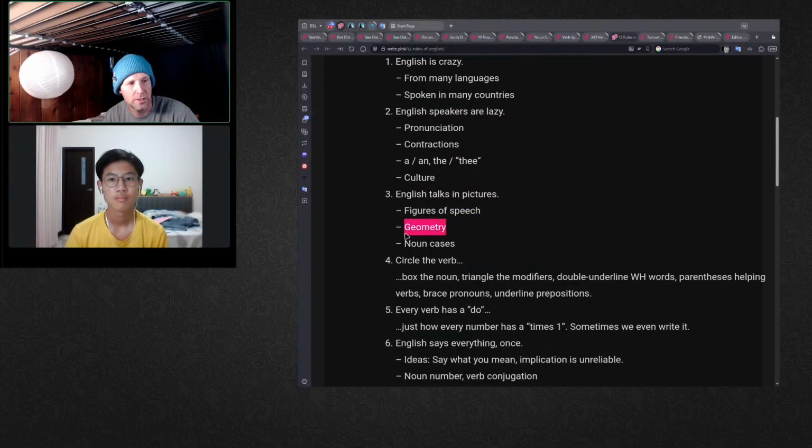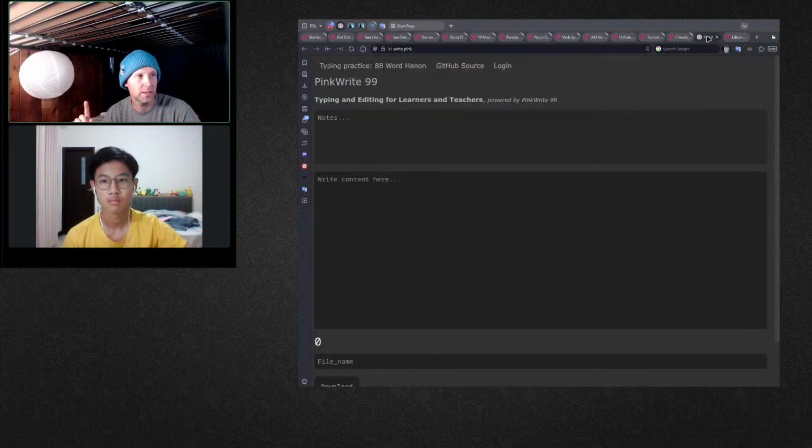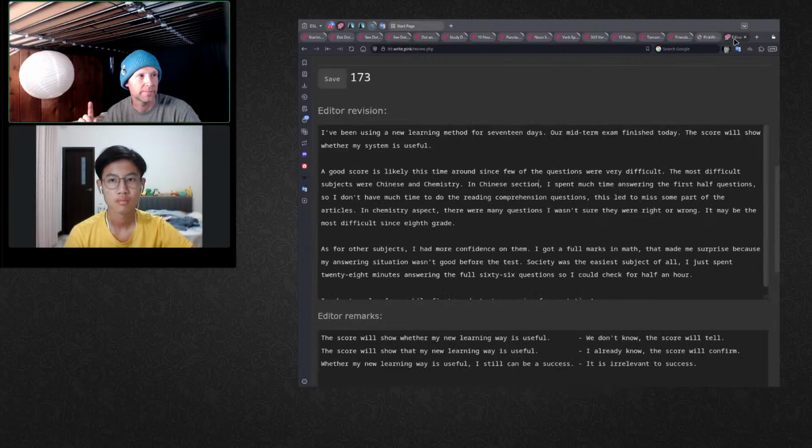Most prepositions are about geometry. That's where noun case comes from. Noun case is a way of talking in pictures.